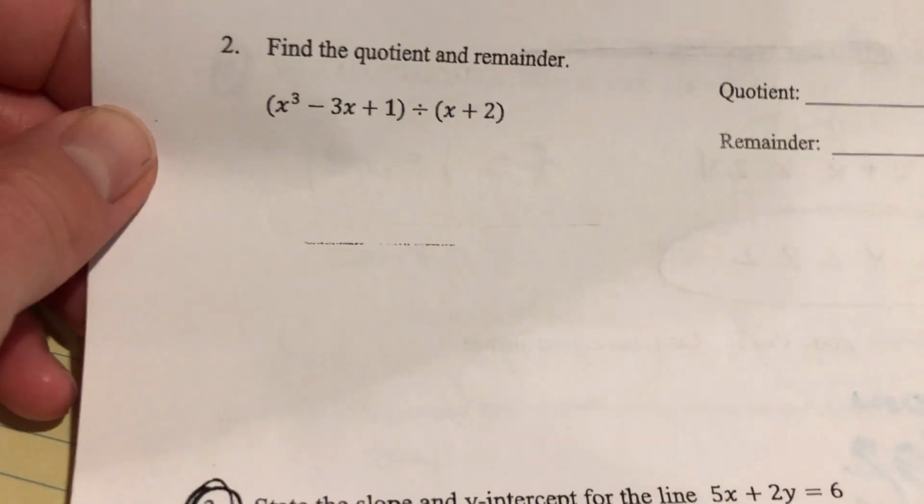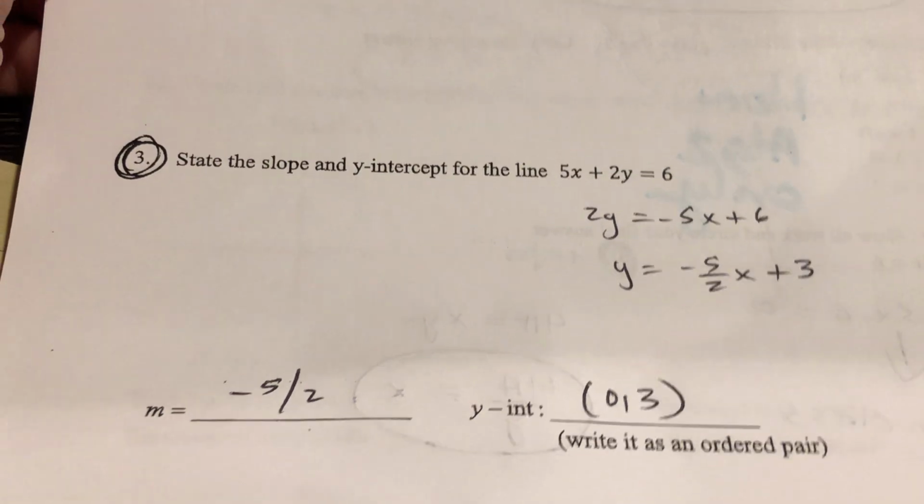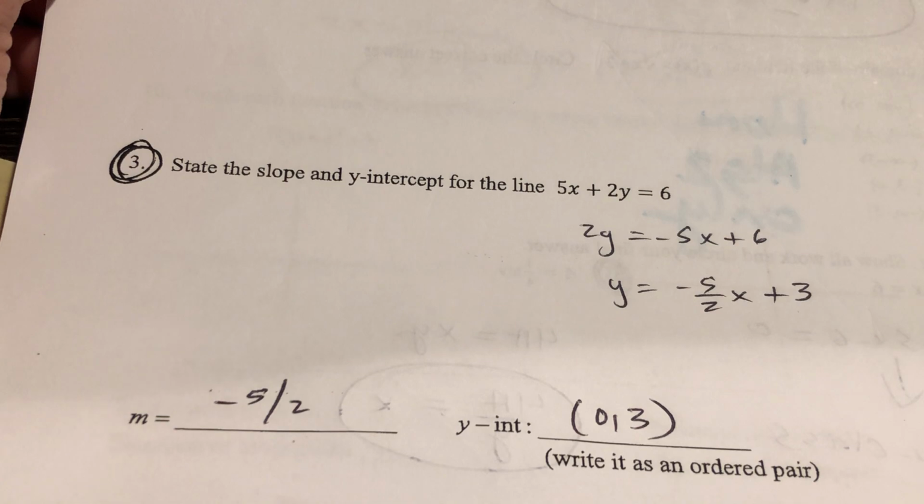This is the college algebra one. Okay, no one's doing number 1. No one's doing 2. Everyone can do number 3. State the slope and the y-intercept.